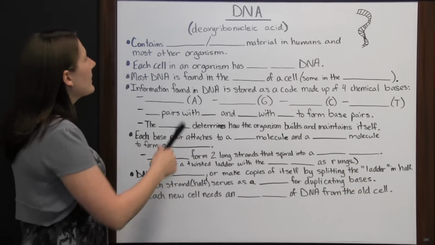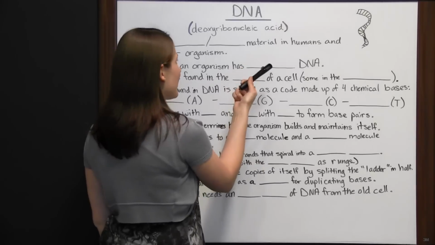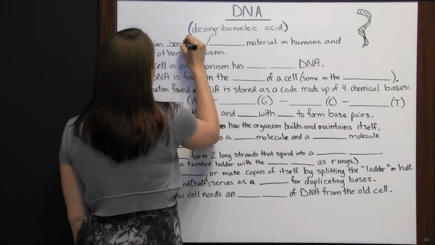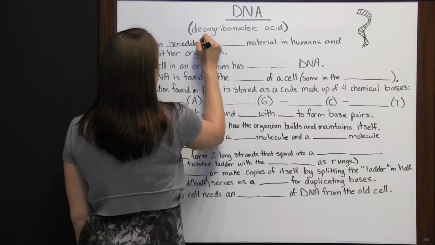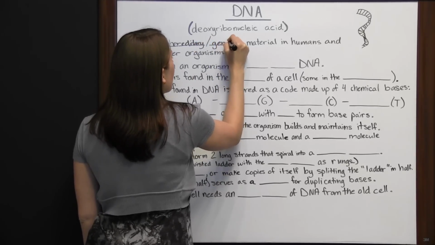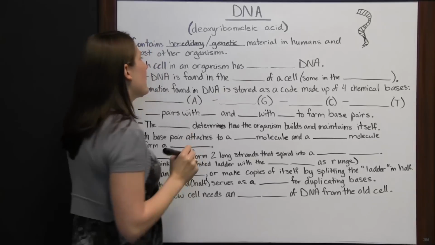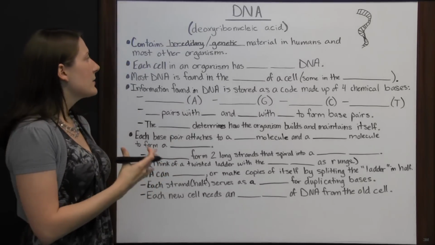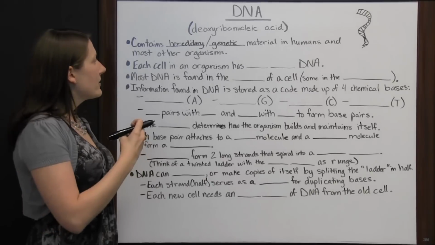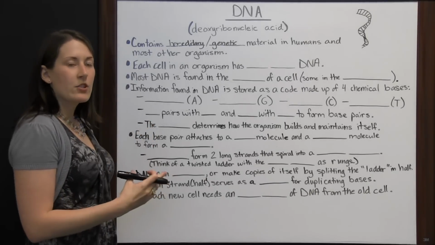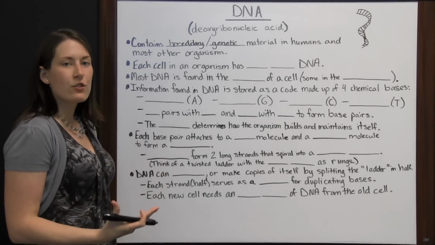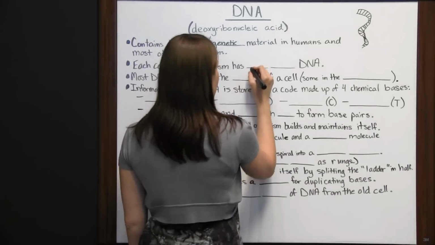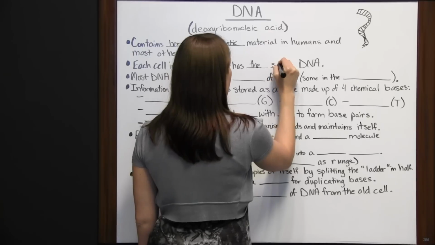DNA, or deoxyribonucleic acid, contains all of the hereditary or genetic material in humans and most other organisms. So the DNA is what lets people know what genetic material is in a person or in a certain creature or other organism. Now each cell in an organism has the same DNA.